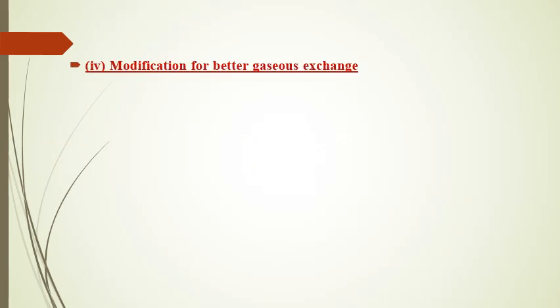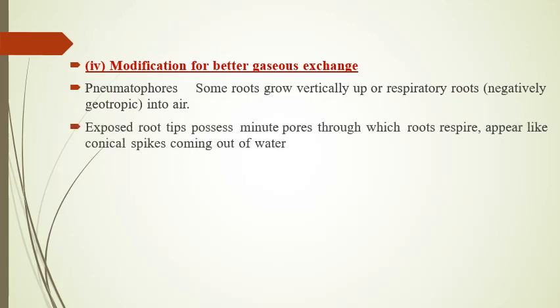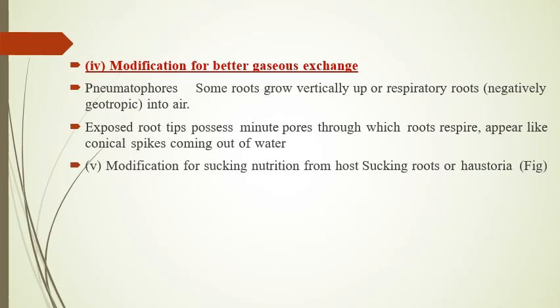So modification for gaseous exchange. Pneumatophores. Some roots grow vertically up as respiratory roots. These are negatively geotropic. Exposed root tip possess minute pores through which roots respire, appearing like conical spikes coming out of water.